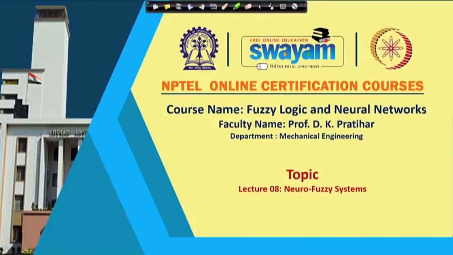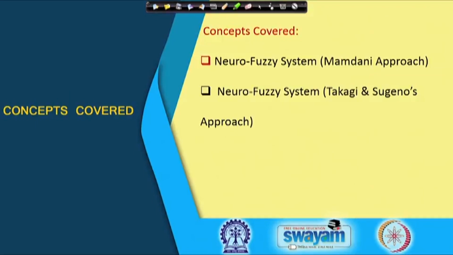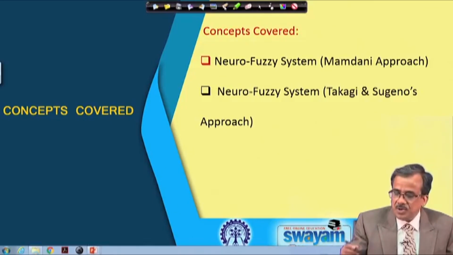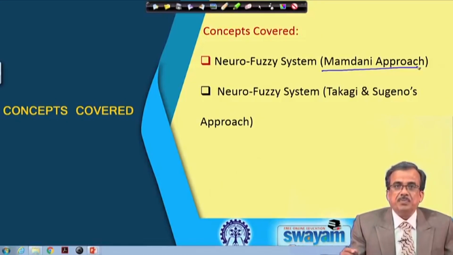Now we are going to discuss how to combine neural networks with fuzzy logic to develop a neuro-fuzzy system. This particular neuro-fuzzy system has a number of practical applications. Here, we are going to concentrate on two neuro-fuzzy systems. One is based on the Mamdani approach and another is based on the Takagi and Sugeno's approach.